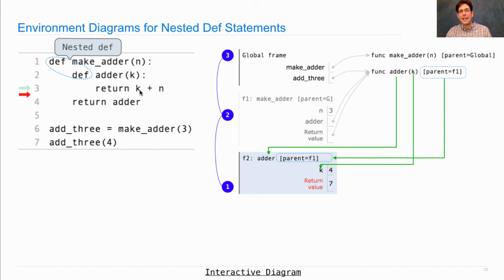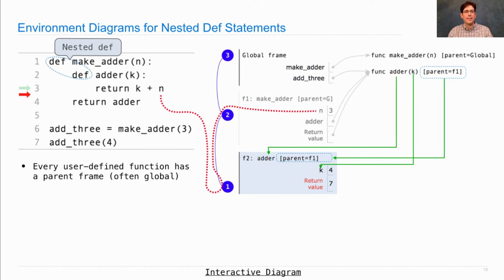If we look up the name k in that environment, we look here first, that k is 4, and we're done. If we look up n in that environment, we look first in the first frame of the current environment, but there's no n there. So then we have to look at the second frame, which is the parent of the first frame. That n is bound to 3. And so we can get k plus n is 4 plus 3 is 7, and we're done.